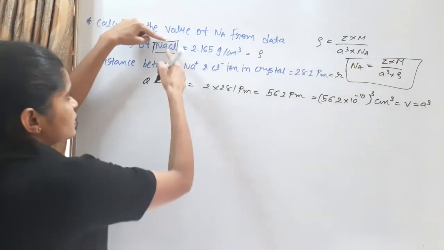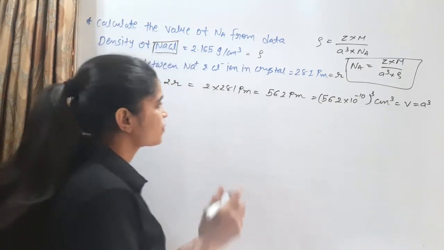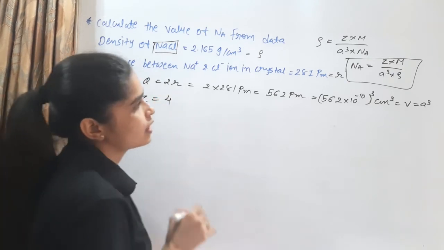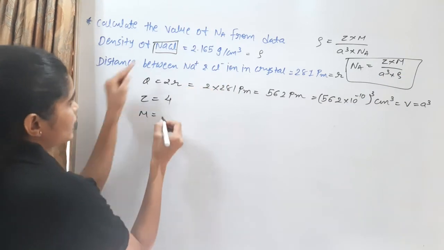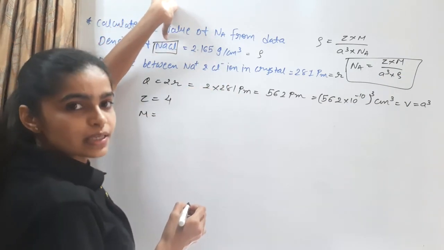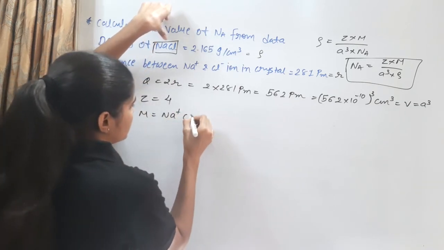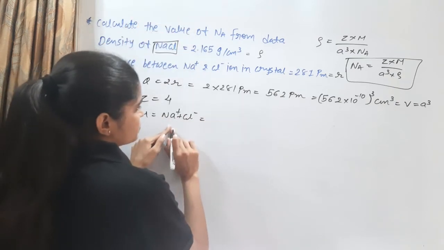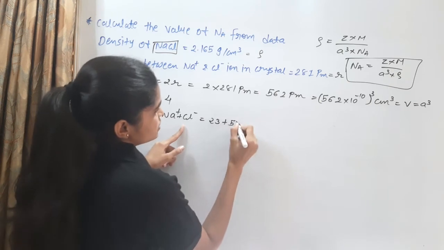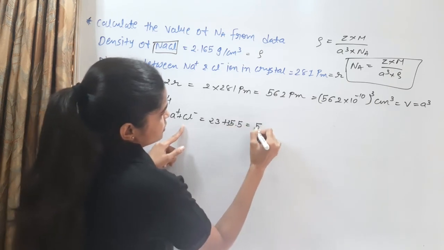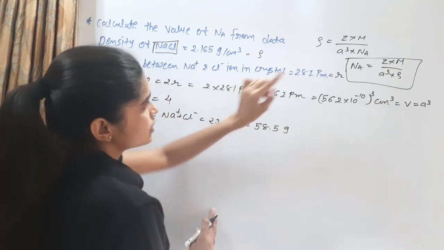Then Z. NaCl has an FCC structure. So FCC has Z equal to 4. Then mass. How to calculate mass? The molecular weight of NaCl. How to calculate? First Na plus and Cl minus. Na plus value is 23 and Cl minus is 35.5. This gives 58.5 gram. So this is the M value.